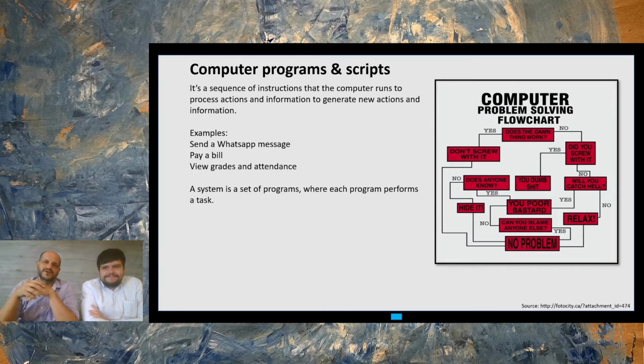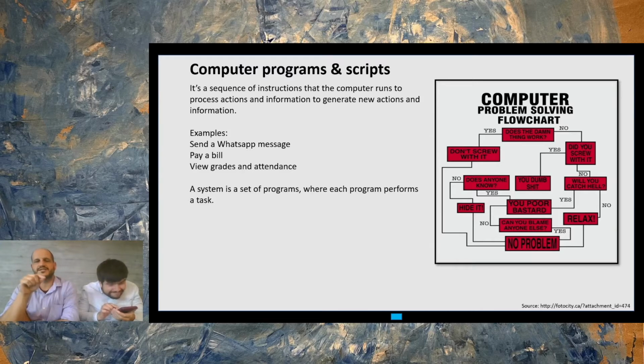So in the computer, most of the software that we use are whole systems. They are a set of programs, and each program performs a very specific piece of the whole task. An example of a program is send a WhatsApp message. Probably you have a program running in your phone that does that piece of the system WhatsApp. The same, paying a bill. When you access your bank website, pay the bill is a piece of how the whole bill payment works. View grades and attendance, and I hope that you have good grades.